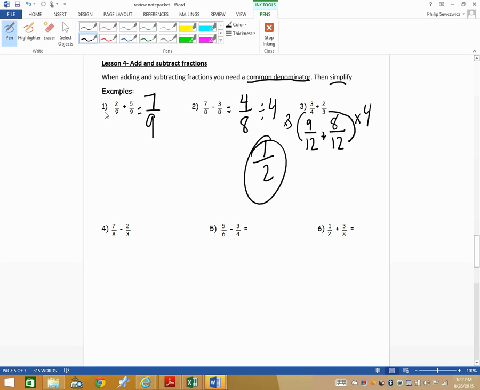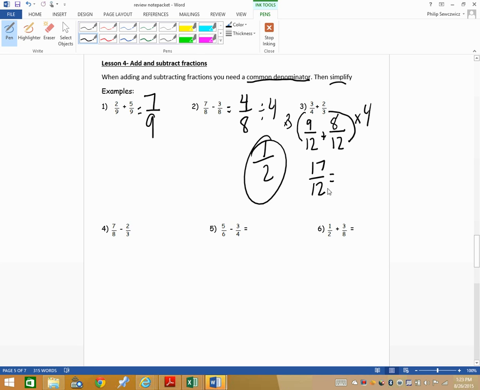Now the problem looks a lot like question number 1. We're with my common denominators. So we leave the denominator alone. We add across. 9 plus 8 does give me 17. I do have an improper fraction here. The numerator is larger on the top, so I do need to simplify it.